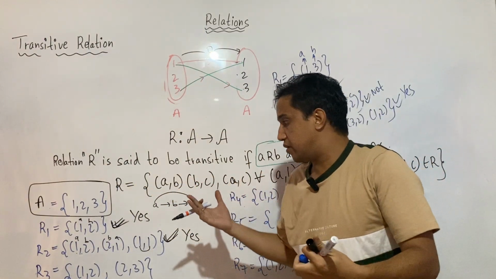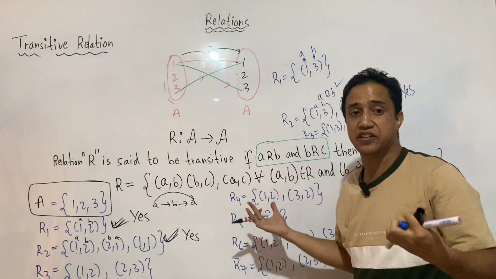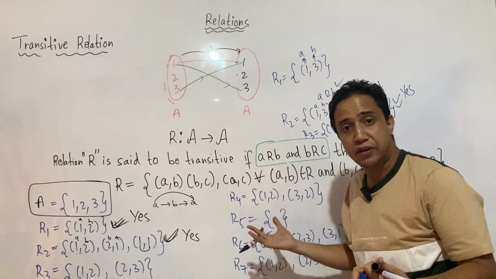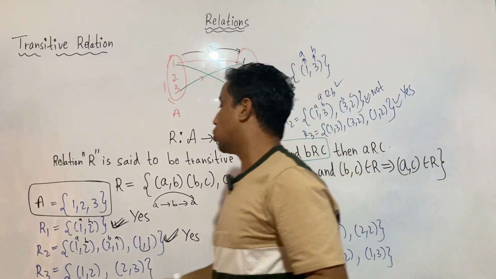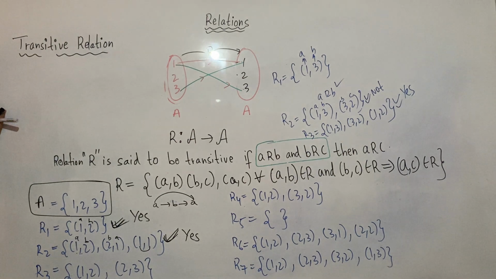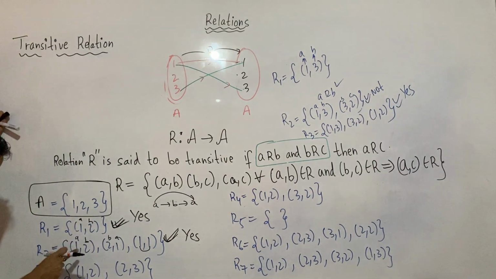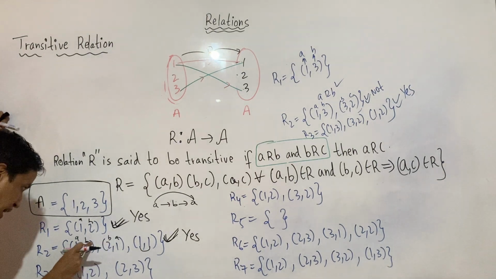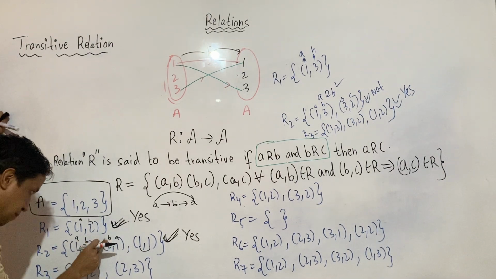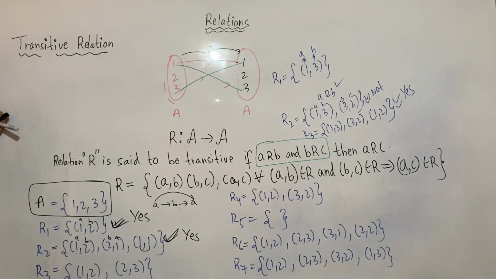Now A, B, and C should not be the same all the time. They should not be different all the time either. They can be the same, right? So not necessarily must they be distinct. Understand? So see here, what I'm trying to say is that here A, B, and here B, C. So you can see that A and C are the same here. So again, it is valid.